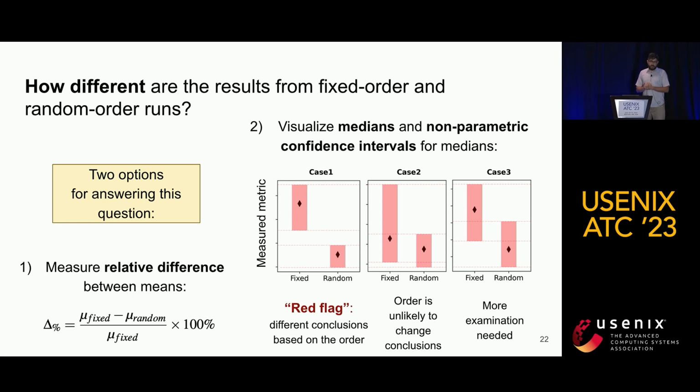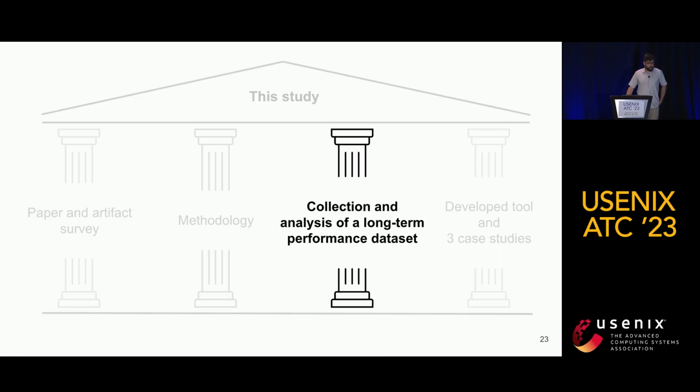In the red flag case here, case 1 is the one where confidence intervals don't overlap for the results that we see. Therefore, we see non-conforming results. And if we report either fixed order runs or the random order runs, they represent different ranges and we can arrive at different conclusions. So that's something to be careful about.